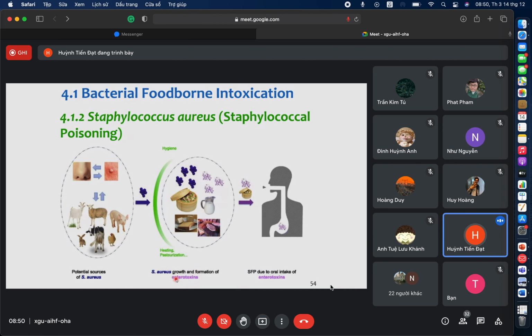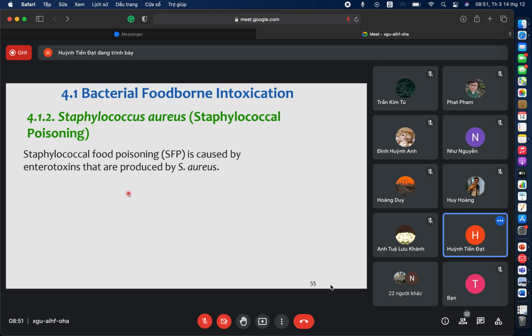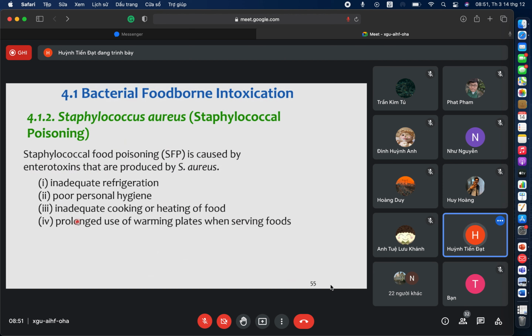Enterotoxin here is what we call intoxication. The symptoms of this type of food poisoning occur because of intake of enterotoxin. The toxin is available in the food. So once again, let's say the poisoning is because of enterotoxin being available, so intoxication. So where is the toxin available?